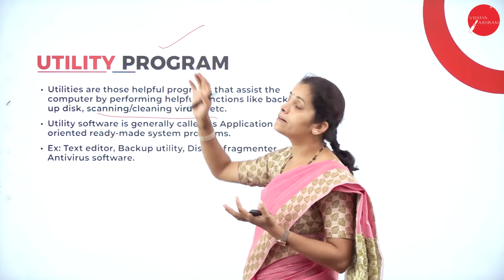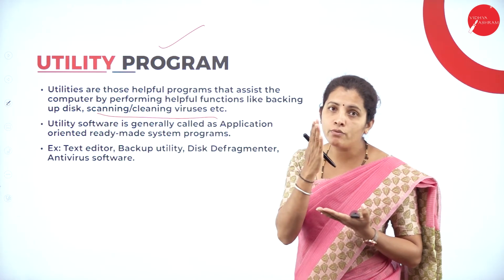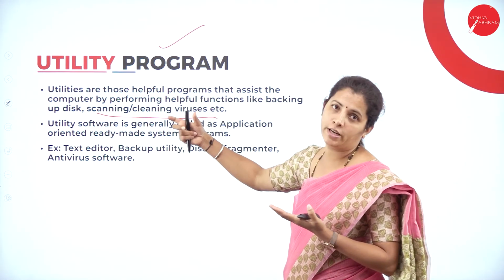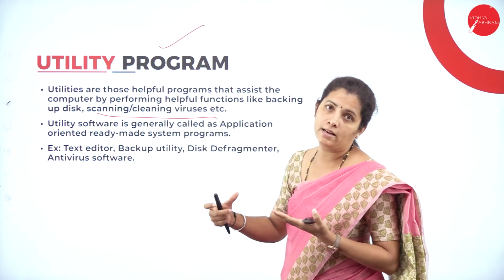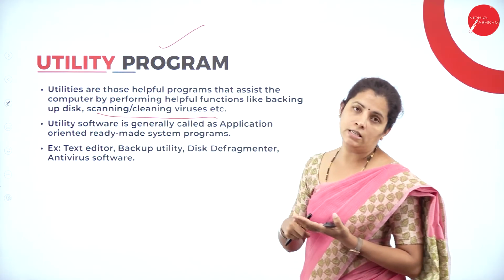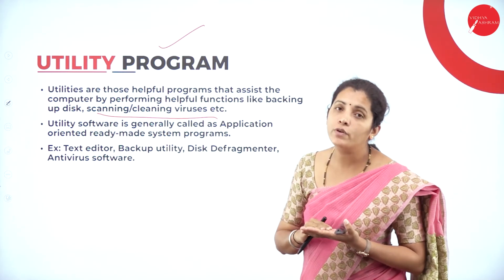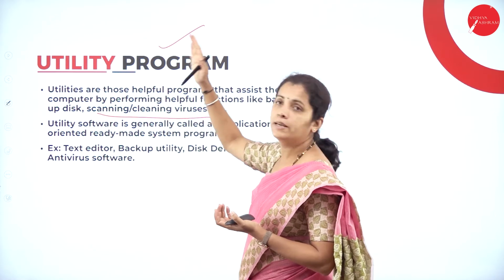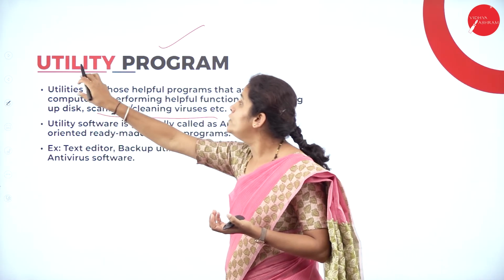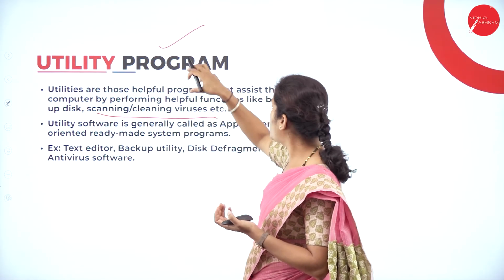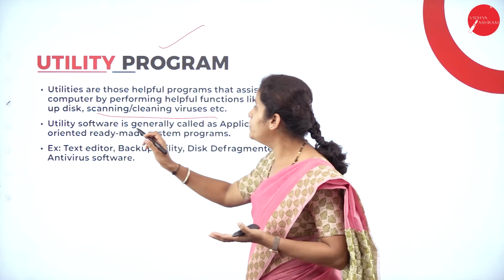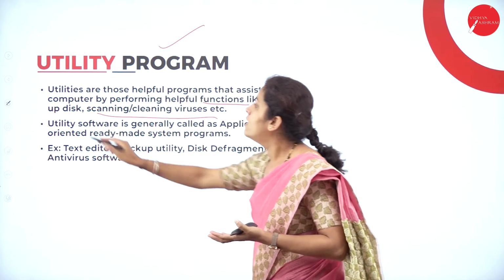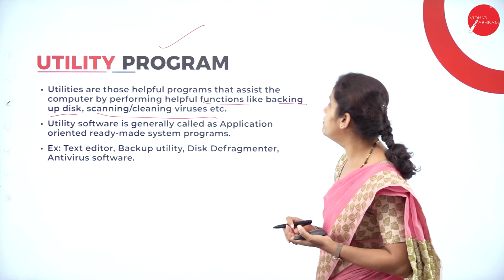That is, it is nothing but a set of instructions once again, but it is designed to perform some specific task. So what kind of specific task? That is virus protection, or if you want to protect your file, or if you want to clean up your disk, or if you want to take backup of your disk. These are some of the specific tasks performed by the utility program or software. So here utilities are those helpful programs that assist the computer by performing helpful functions like backing up disk, scanning or cleaning virus, etc.